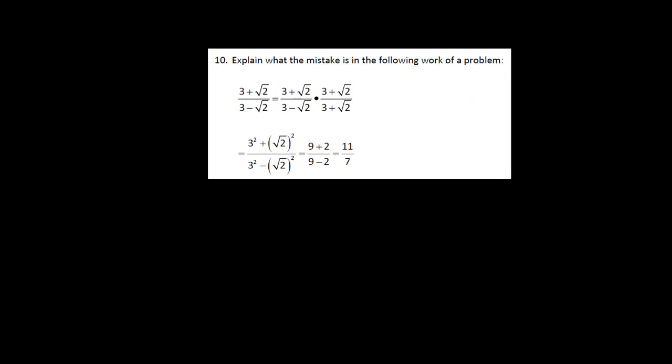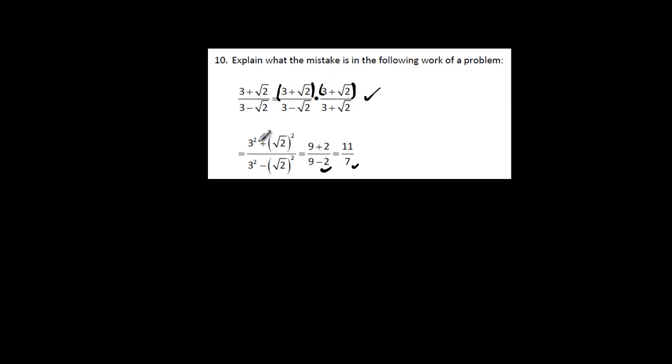And number 10, what's the mistake here? So the original problem is this. We have a binomial divided by a binomial, and the denominator has a radical in it. So we want to multiply by the conjugate. That's what you would do. And that's what they did here. They multiplied the top and bottom by 3 plus root 2. So that's correct. Let's see if they multiplied correctly. In the denominator, you only have to do F and L since they're conjugates. So 3 squared minus root 2 squared. That's correct, because this is 9 minus 2, because root 2 squared is 2. The denominator is correct. For the numerator, they would have to FOIL that out.